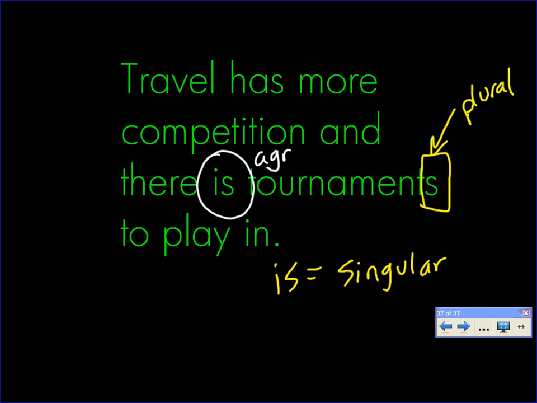So Andrew, what you've done instinctively, correctly, is you've changed the is from singular to plural by trading it out for are. Travel has more competition and there are tournaments to play in. So you're correct. Subject-verb disagreement. More. Other examples? Andrew, you have one? Yeah. Cool. Take the keyboard, please.